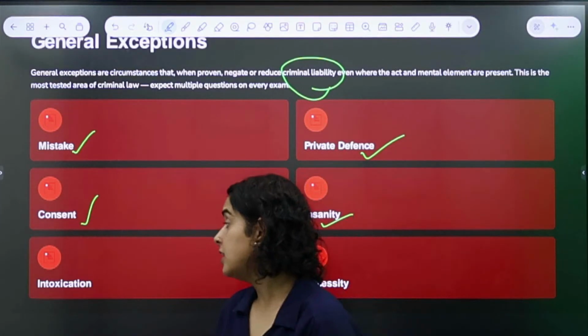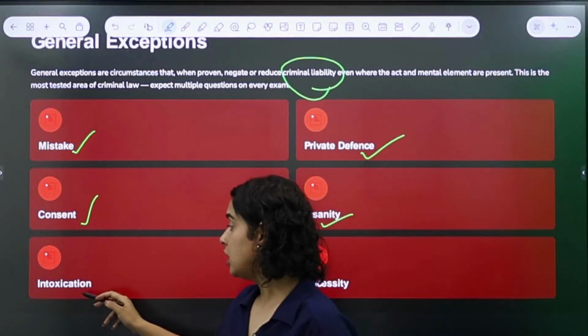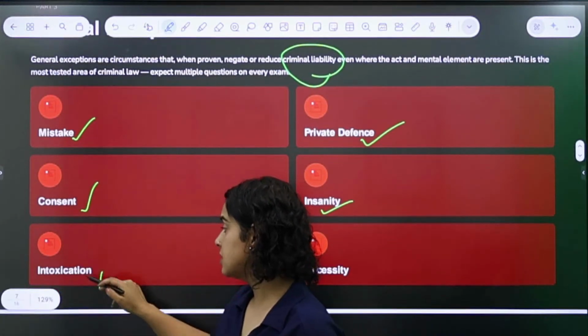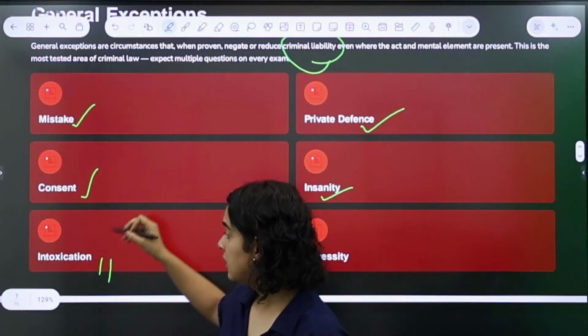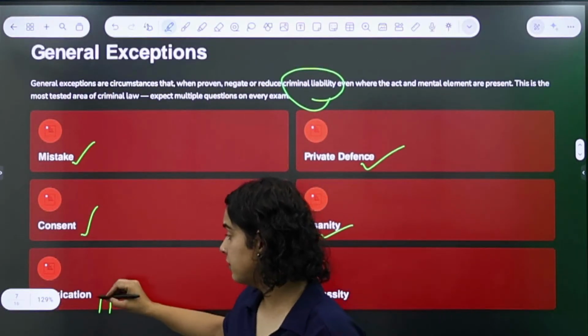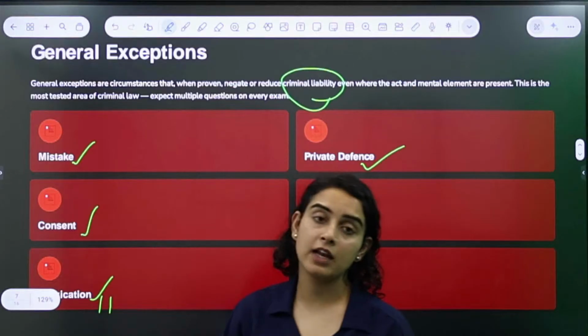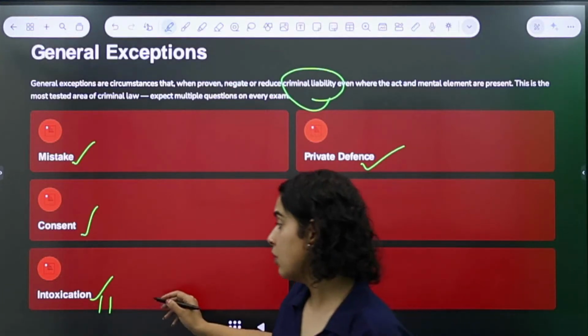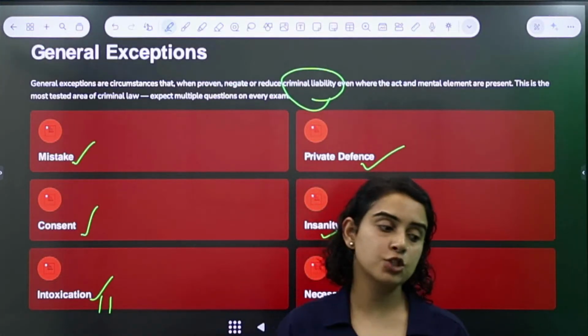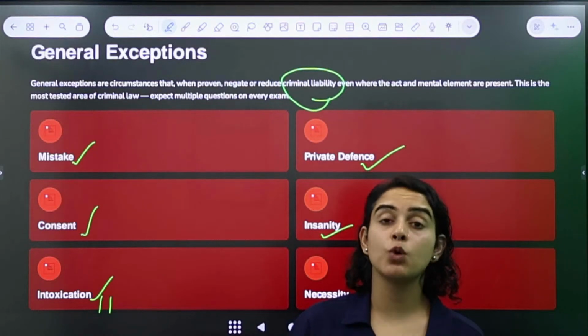Okay, then there is intoxication. Intoxication basically means if the person is under the influence of any drug, or if they are under the influence of alcohol. But one very important thing about intoxication is that it should be involuntary. Sorry, it should be involuntary.